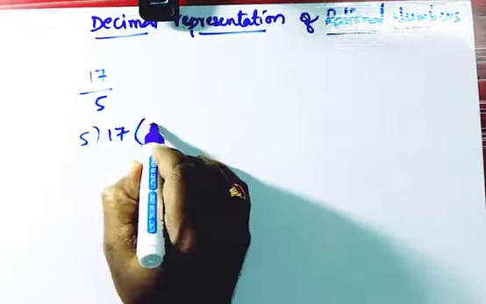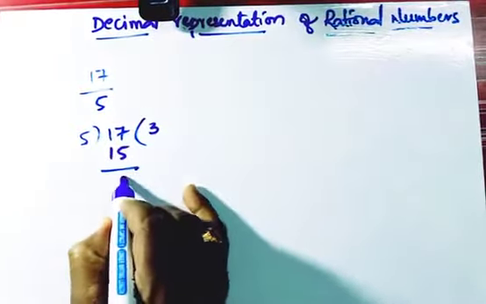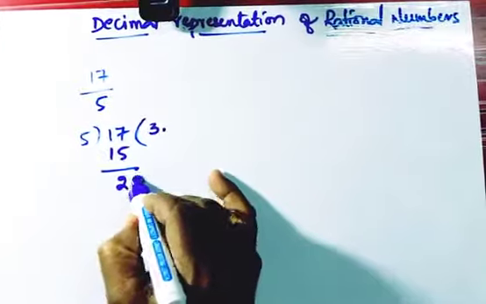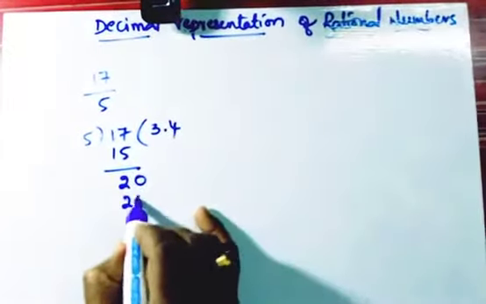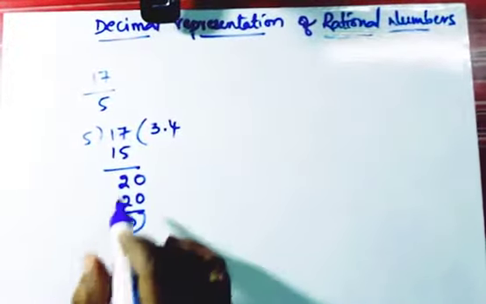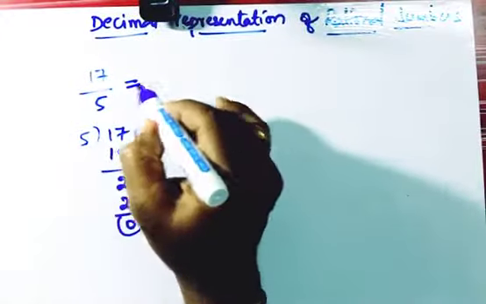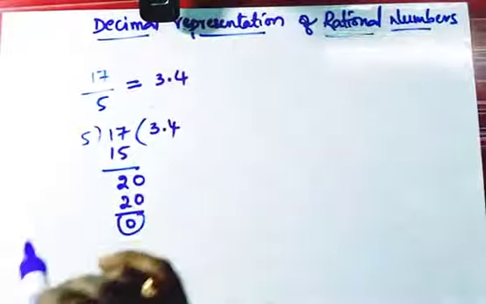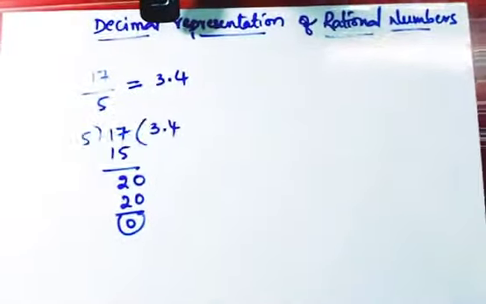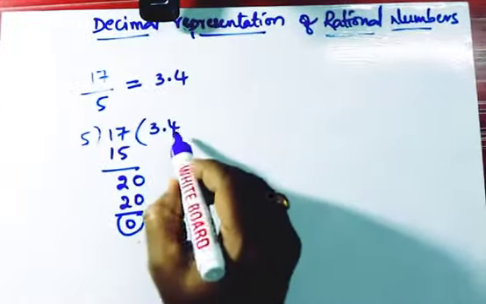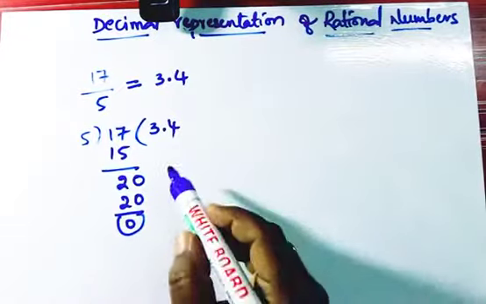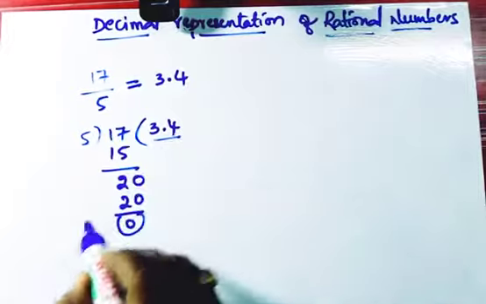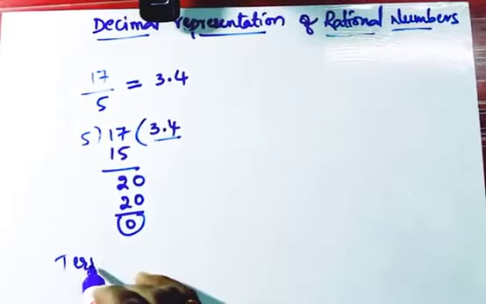5 times 3 is 15. The remainder will become 2. Then take the decimal point and take 0. Then 5 times 4 is 20, so there is no remainder. So 17 by 5 we can write as 3.4. This is the decimal representation of the rational number 17 by 5, and the answer ends here. The quotient is 3.4. When the answer ends, this is called a terminating decimal.